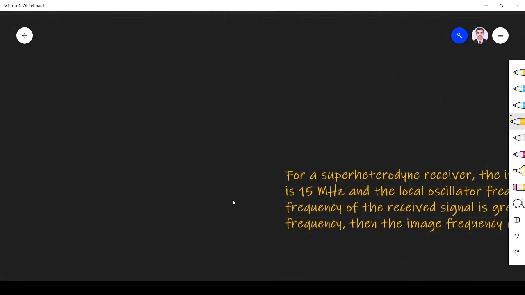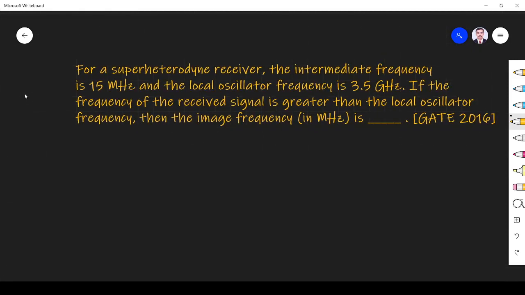Okay, where is the problem? Let us see this. Here you see, for a superheterodyne receiver, the intermediate frequency is given. What is the intermediate frequency? Sorry, the intermediate frequency Fif is 15 megahertz and the local oscillator frequency Flo is 3.5 gigahertz.